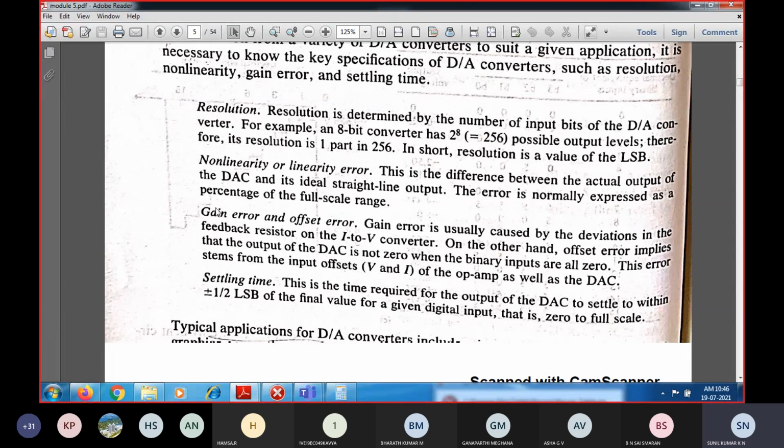And offset error is also considered, because you have already been explained in the previous module. So what do you mean by offset? Offset is nothing but the unwanted output. When all the bit positions are connected to 0, if you get any output voltage, then that is nothing but the offset error. The same thing is mentioned here also: offset error implies that the output of the DAC is not 0. Ideally, when all the bit positions are 0, I should get 0 as the output voltage. But if I get some output voltage, then that error is called an offset error.